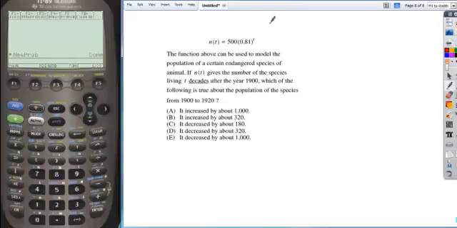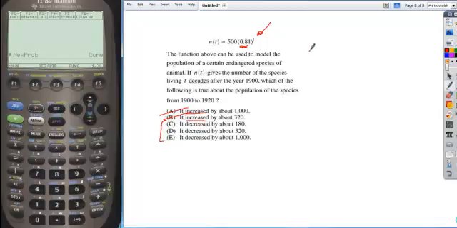In this particular problem, we're dealing with exponential decay. Since the base of our exponent is a number that's less than 1, we're dealing with a decay. So right away we can eliminate the two answer choices that involve increased amounts because we know it's going to be decreasing. So right now you have a 1 in 3 chance of guessing correctly here.